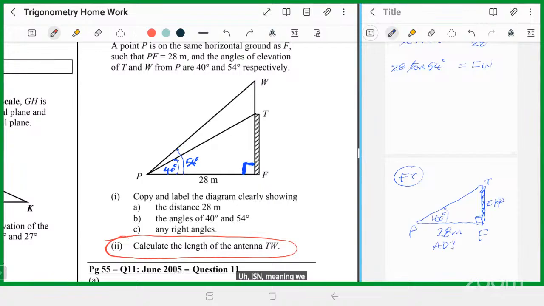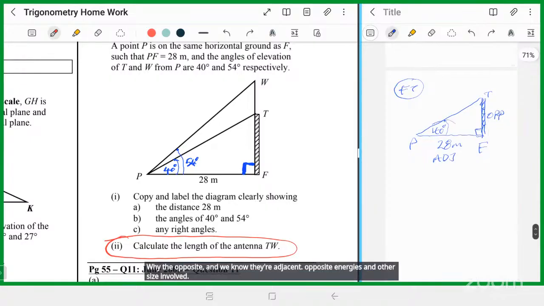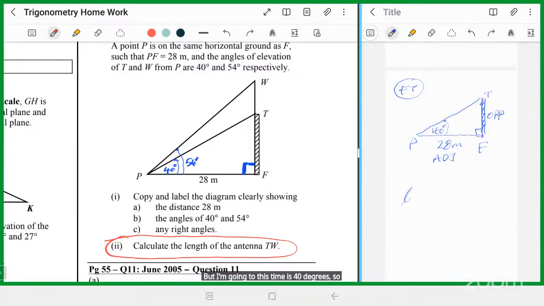So again, we're going to use opposite and adjacent, meaning we're going to use tan again. We want the opposite and we know the adjacent. Opposite and adjacent are the sides involved. But the angle this time is 40 degrees. So we're going to say the tan of 40 degrees is the opposite side, which is your FT, over the adjacent side, which is 28. And just like the first calculation, to make FT the subject, you take the 28 and multiply it up here. So FT is going to be 28 tan of 40 degrees.